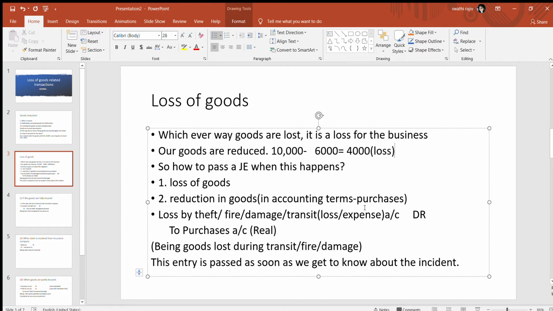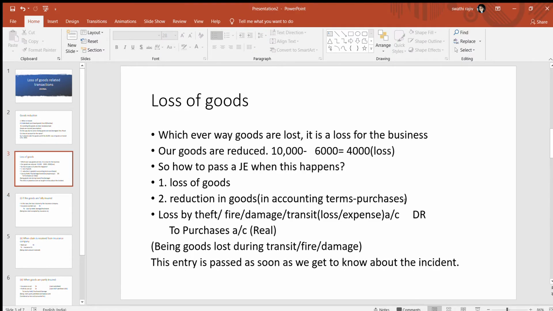So what is the general term we use? Purchases or sales, according to the situation. Here you placed the order and purchased some items, hence the term we will be using is purchases. As soon as you get to know that this incident has happened, the journal entry that you are going to pass is loss by, and you will not write all the things together, you will see what your situation is.